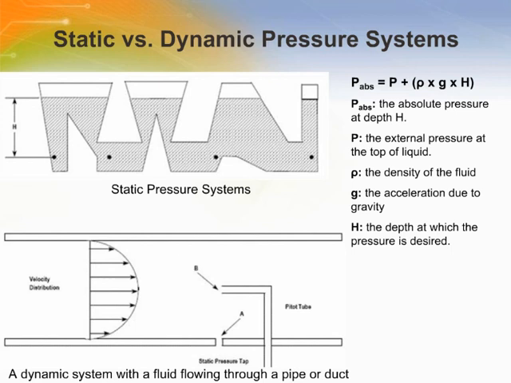Dynamic pressure systems are more complex than static systems and can be more difficult to measure. In a dynamic system, pressure typically is defined using three different terms. The first pressure we can measure is static pressure. This pressure is the same as the static pressure that is measured in a static system. The second type of pressure is what is referred to as dynamic pressure. This pressure term is associated with the velocity or flow of the fluid. The third pressure is total pressure and is simply the static pressure plus the dynamic pressure.